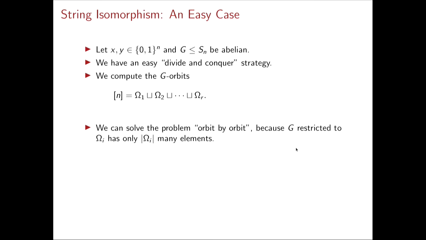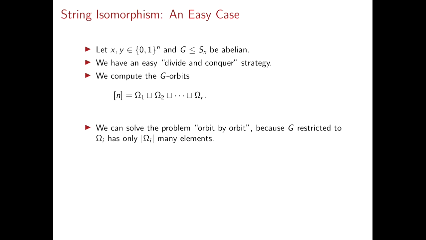The reason is that if G is a transitive abelian group on omega_i, which is the ith orbit, then the total number of elements that G can have is only cardinality omega_i, because its action has to be regular. If you fix one point, you will fix all the points. So abelian permutation groups are small. That is basically the reason.